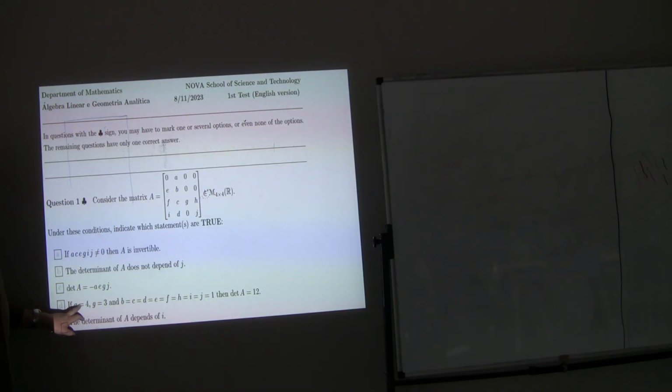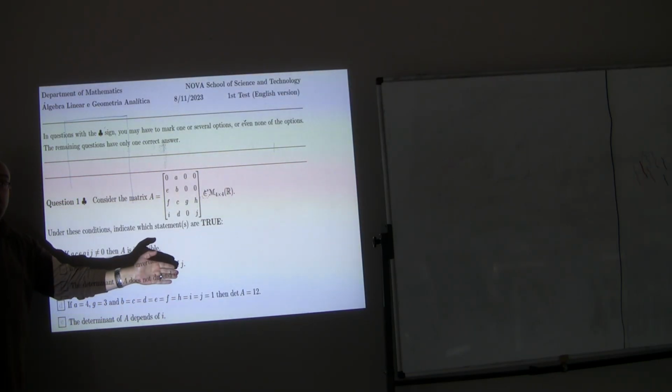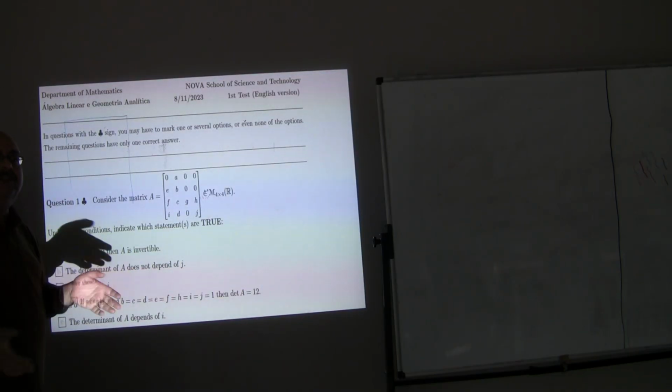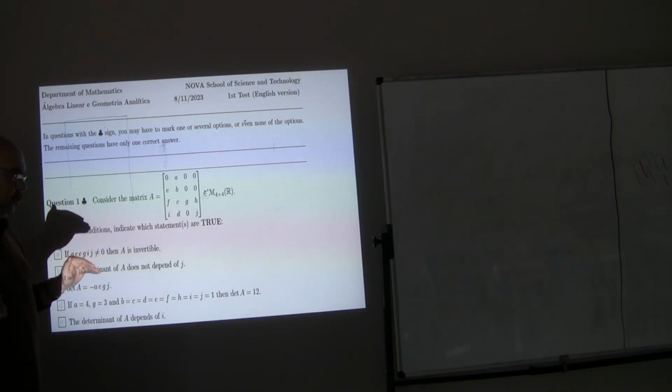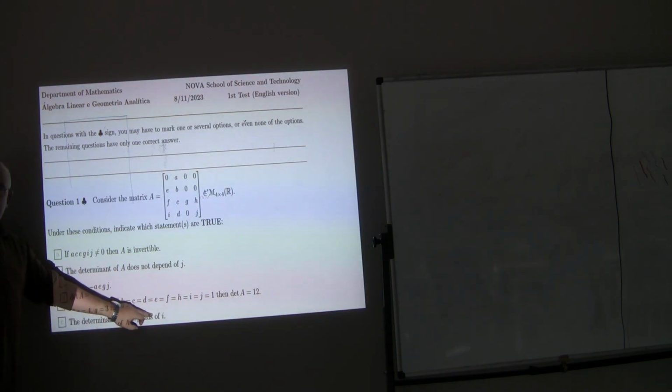He gave you A is equal to 4, G is equal to 3, and B, C, D, E, F, and so on are equal to 1. Then the determinant is equal to 12. Once more, you already evaluated the value of the determinant, so it's going to be easy on you to just substitute. Finally, the determinant of A, the length of I, is still insisting on getting the value of this determinant.